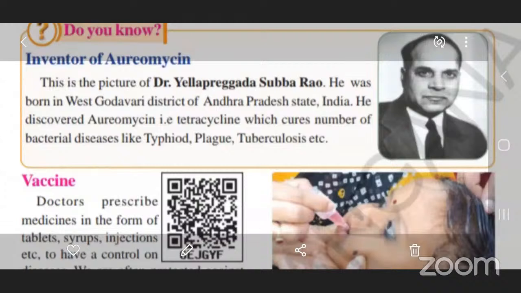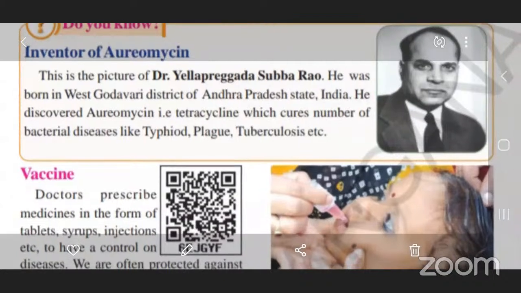Tetracycline cures a number of bacterial diseases like typhoid, plague, tuberculosis. Plague, typhoid, TB are very dangerous diseases. Now they have become normal diseases because of the great person, Dr. Ella Pragada Subbarao, who belongs to West Godavari district of Andhra Pradesh, India. He invented that ariomycin. Okay, it is called ariomycin.